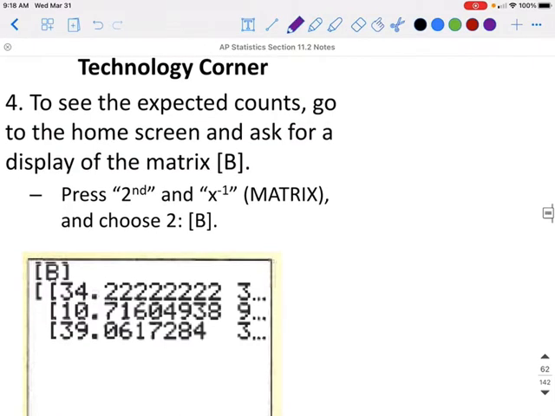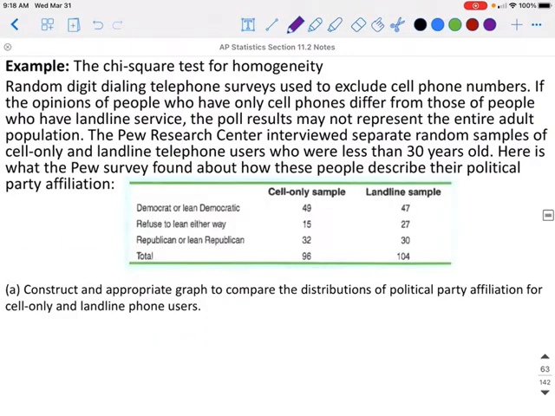If you want to see what the expected counts were, you can go back to your home screen and go to that matrix and just select matrix B, hit enter, and it will display what the expected values were. So using that, let's do an example.